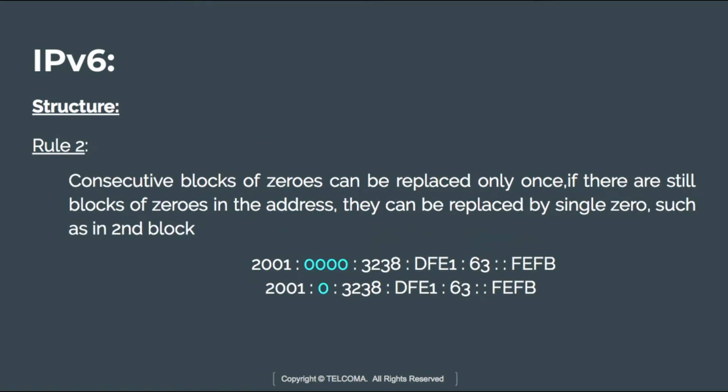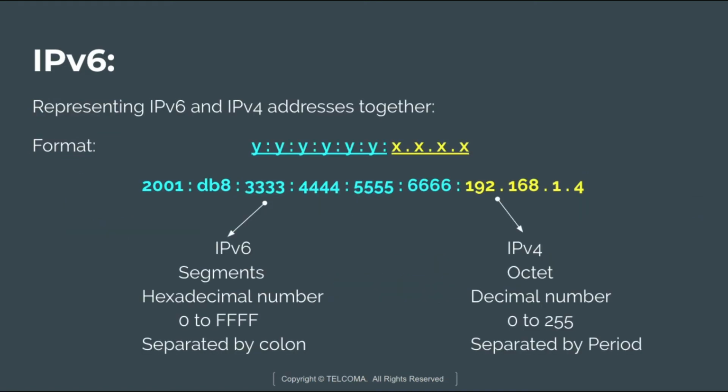The next rule is that consecutive blocks of zeros can be replaced only once. If there are still blocks of zeros in the address, they can be replaced by a single zero, such as in the second block. If more zeros come in between the address, we can't use the double colon again. Here we have to represent the zero by a single zero. So these are the rules to represent the IPv6 address.